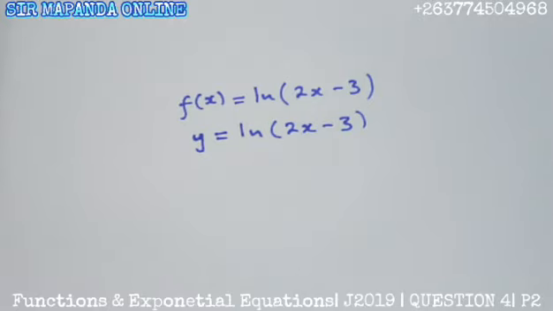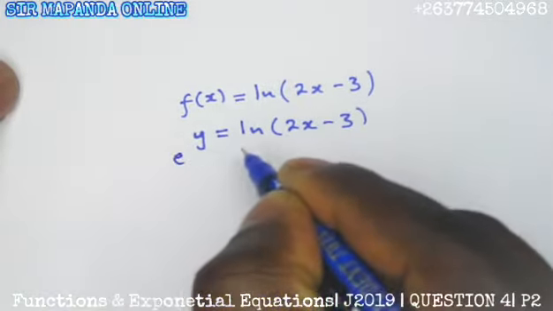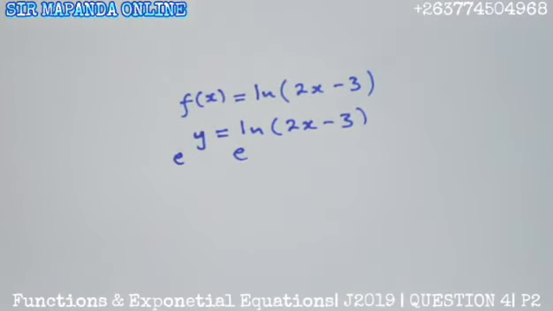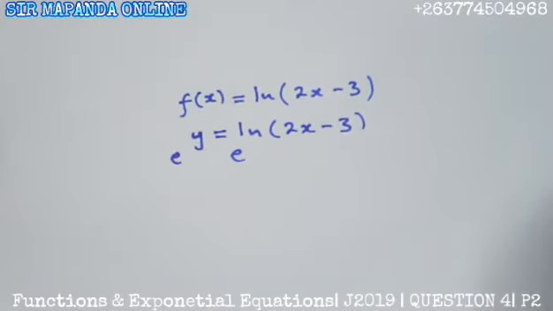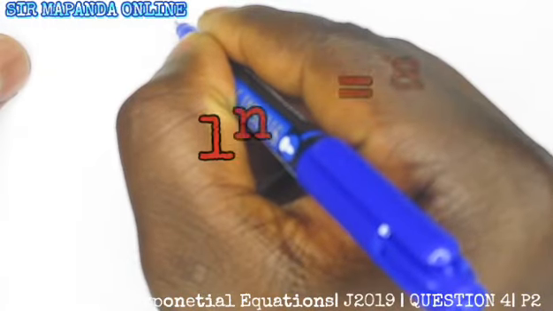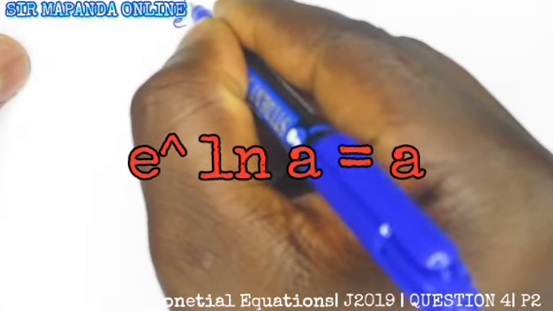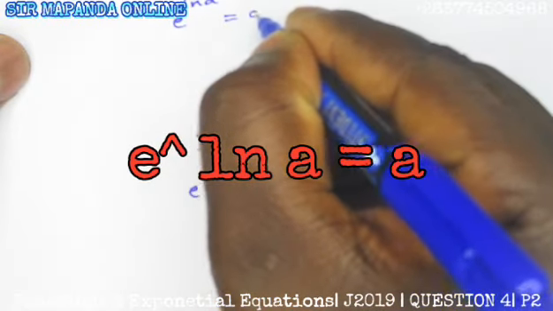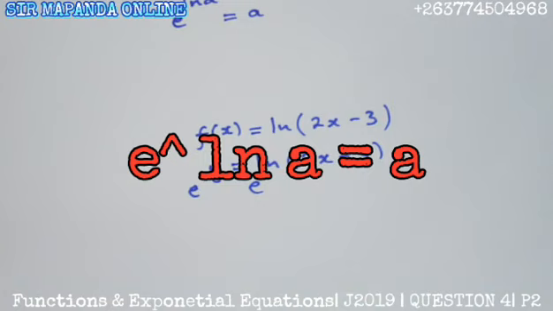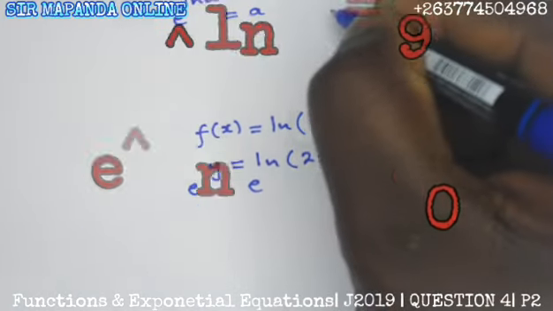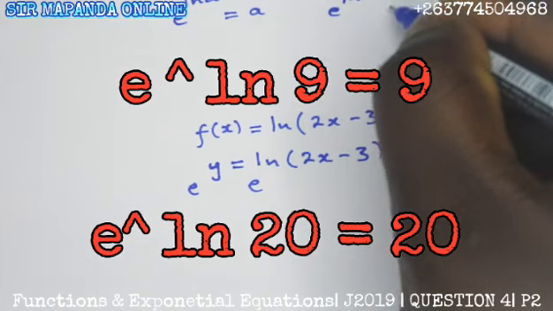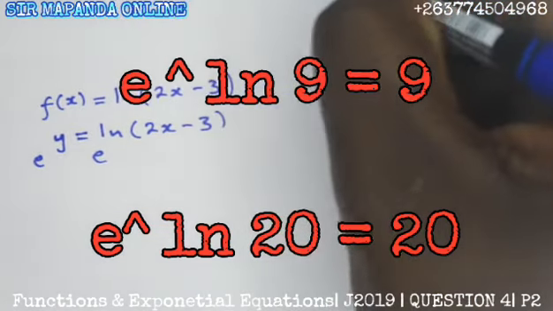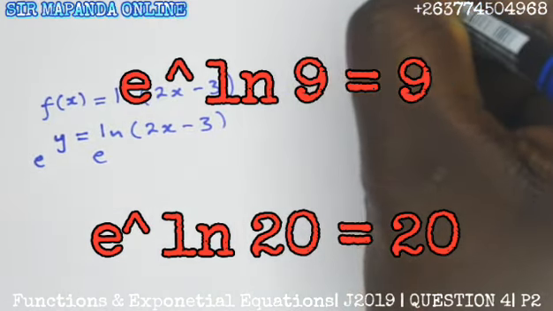To make x the subject of the formula, you introduce the exponential on both sides, on the left side and on the right side. Like what I told you before, if you have e to the power of ln a, your answer is a, meaning that if an exponential is raised to a log power, the answer is the number in front of the log. If you have e to the power of ln 9, your answer is 9. If you have e to the power of ln 20, your answer is 20. I hope you are following.